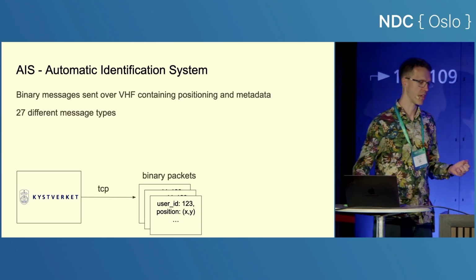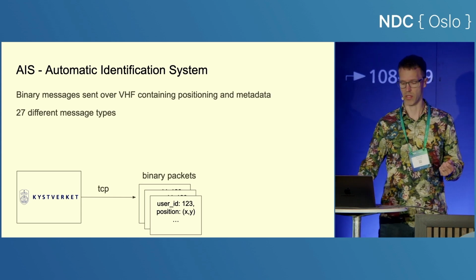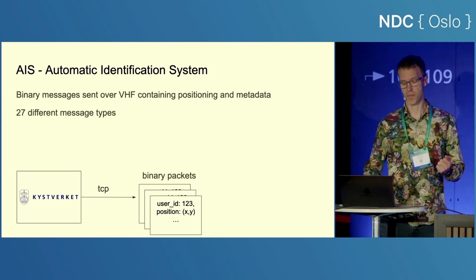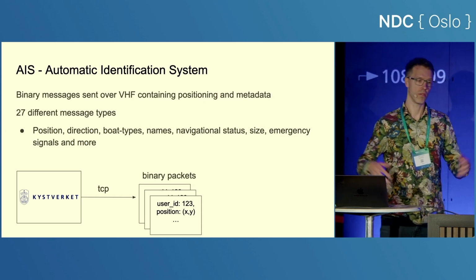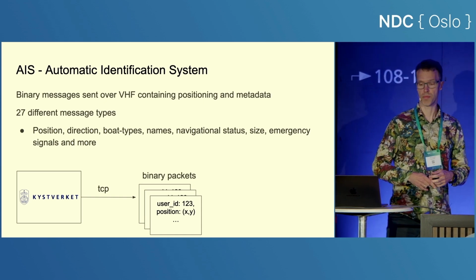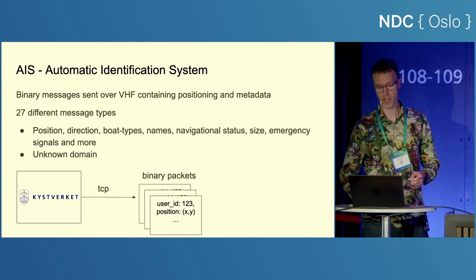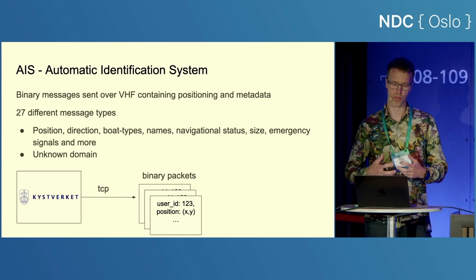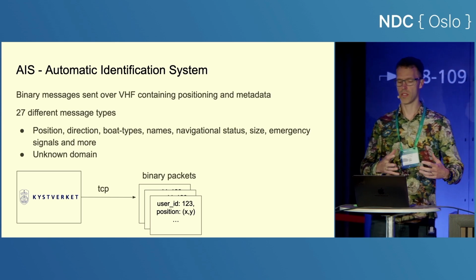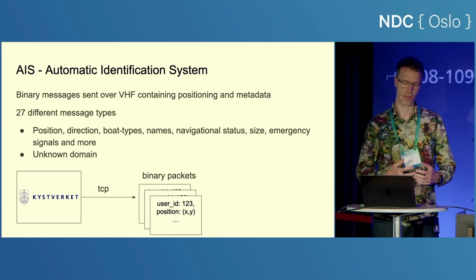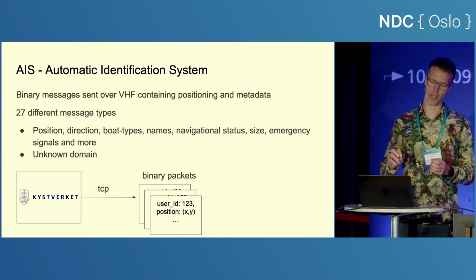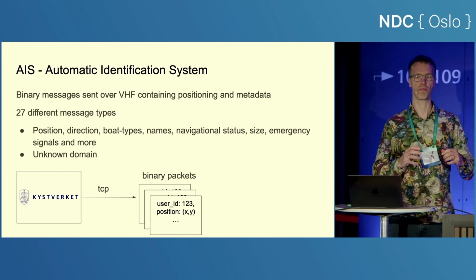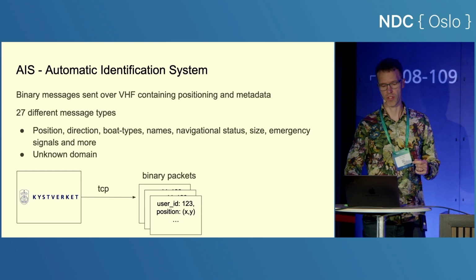These messages contain quite a lot of information. There are 27 different types, and they contain all the relevant information that I need about ships. This is unknown to me. I don't really know what AIS is about; I know how to Google, but this is an unknown domain to me. The thing that I see in all packages is that they have some user ID. The user ID is the identification of the ship.